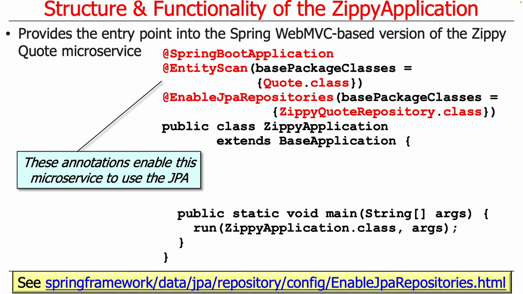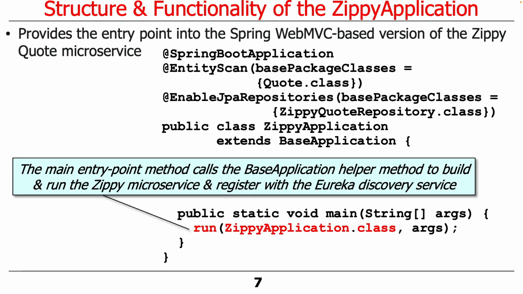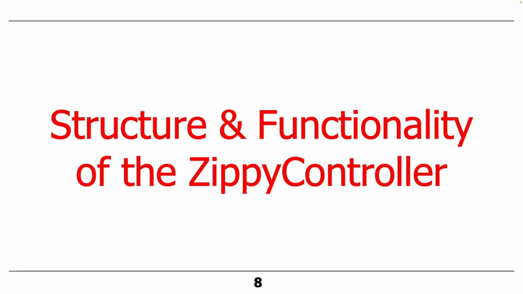We've got some annotations here. These annotations are designed so we can use the Jakarta Persistence API, the JPA, instead of R2DBC. And then this is the method that we call that arranges to run the Zippy microservice with the Eureka discovery service with the name that's relevant here.